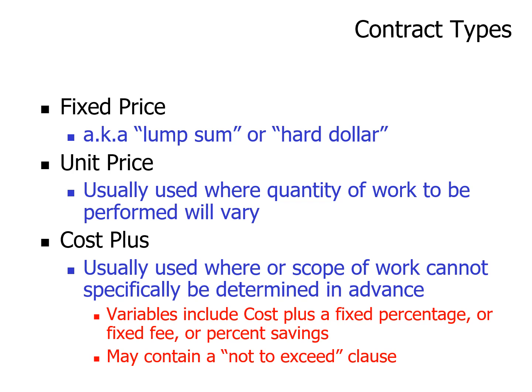Then we have unit price, usually used where the quantity of work to be performed will vary. And then we have the cost plus, usually used where the scope of work cannot be specifically determined in advance. Variables include cost plus a fixed percentage or fixed fee or percentage savings. May contain not to exceed clauses. Okay, so something may not exceed this much.